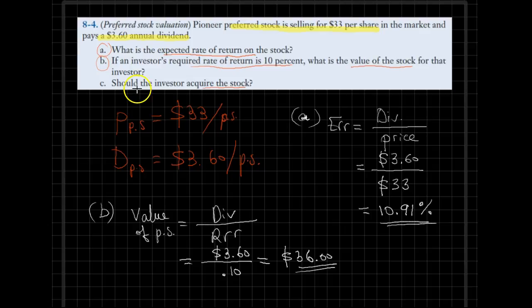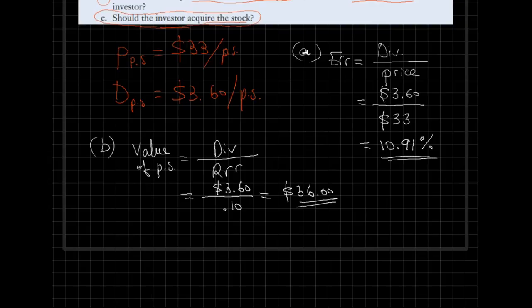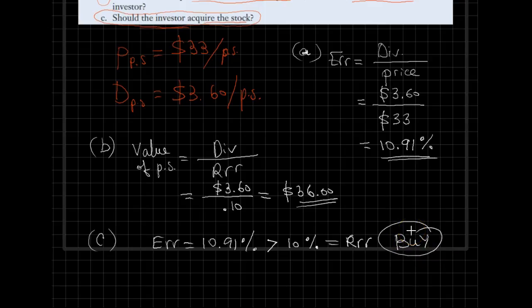Now for the last part of the problem, whether the investor should buy this security or not, like we did previously, we can use one of the two approaches. We can either compare expected rate of return with required rate of return. That would be one approach, and let's quickly do it over here. So for part C, we just realized that the expected rate of return in our example is 10.91%, which is greater than the 10% required rate of return, and as such the decision would be to buy this security.